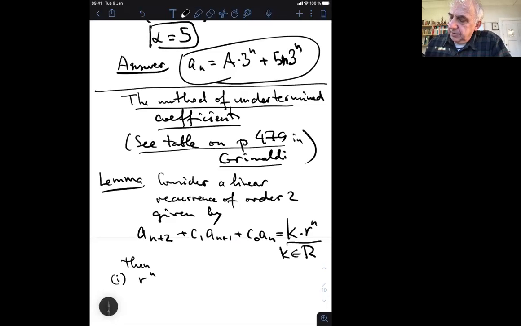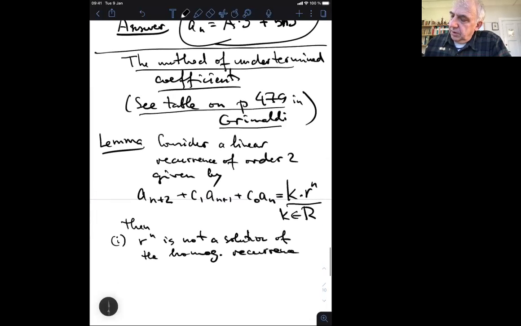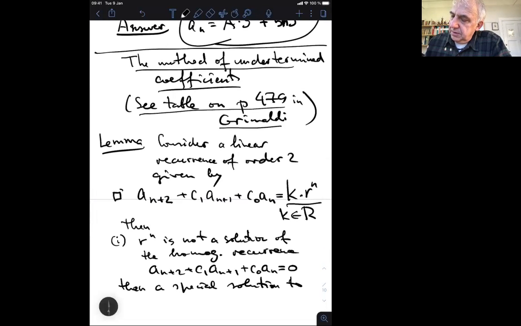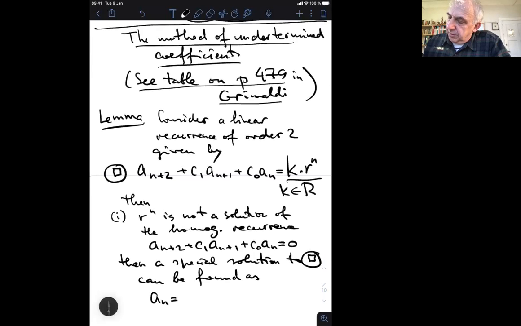If r power n is not a solution of the homogeneous recurrence, which is a_{n+2} plus c1 a_{n+1} plus c0 a_n equals 0, then a special solution to this can be found as a_n equals some constant alpha r power n, in the same form with probably a different constant than we have on the right-hand side.